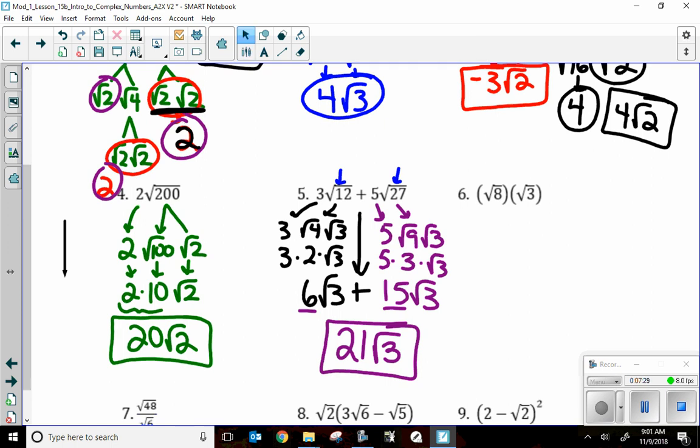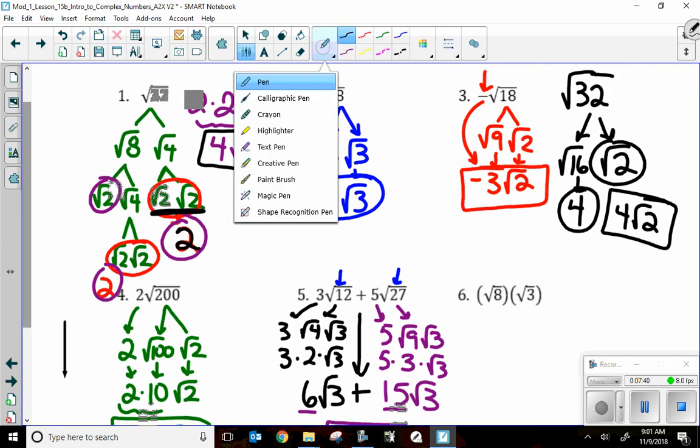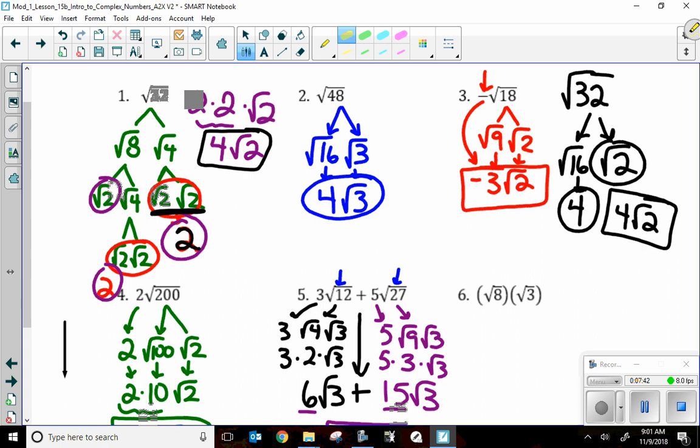Multiplying. Well, just like I can take, let me scroll up here for a second. Just like I could take, oh, here come the highlighters. Didn't think I was going to use them, did you? Just like I could take 48 and break it up into 2 numbers under radicals, okay? I can also take 2 numbers underneath radicals and put them back together into 1 number under a radical.